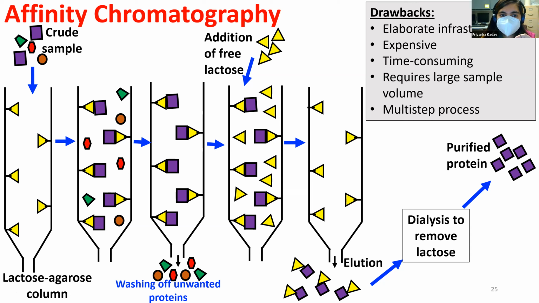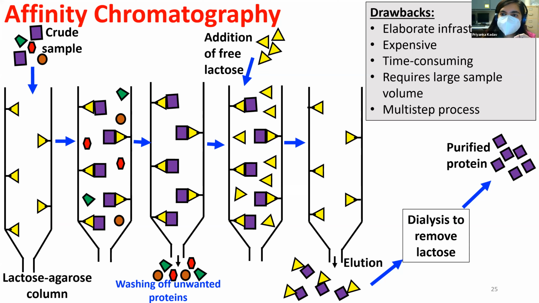The fourth step involves the addition of free lactose in a very high concentration, such that this lactose will elute galectin-3, the target protein, the purple one, out of the column. In the dialysis step, the lactose, which was added in a high concentration along with the galectin-3, is moved out. After dialysis, what remains is the purple target protein galectin-3. So this is the entire procedure of affinity chromatography.